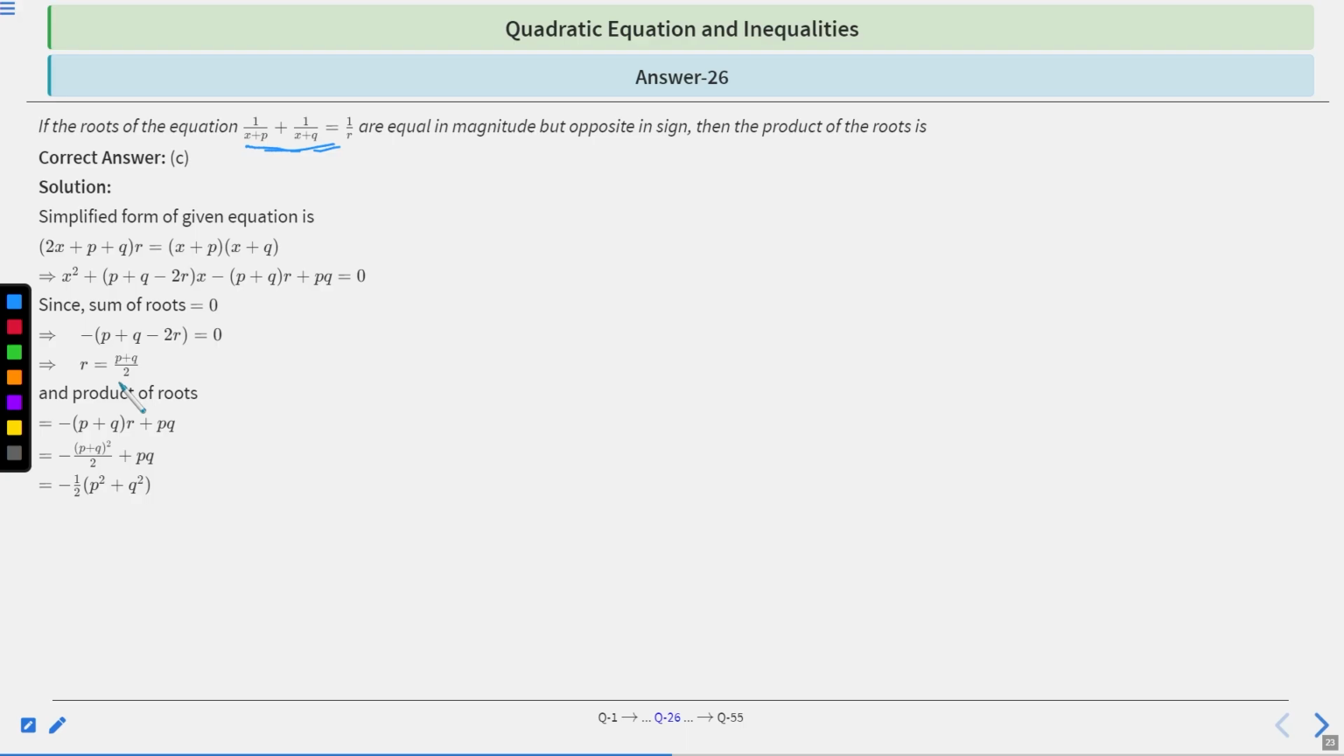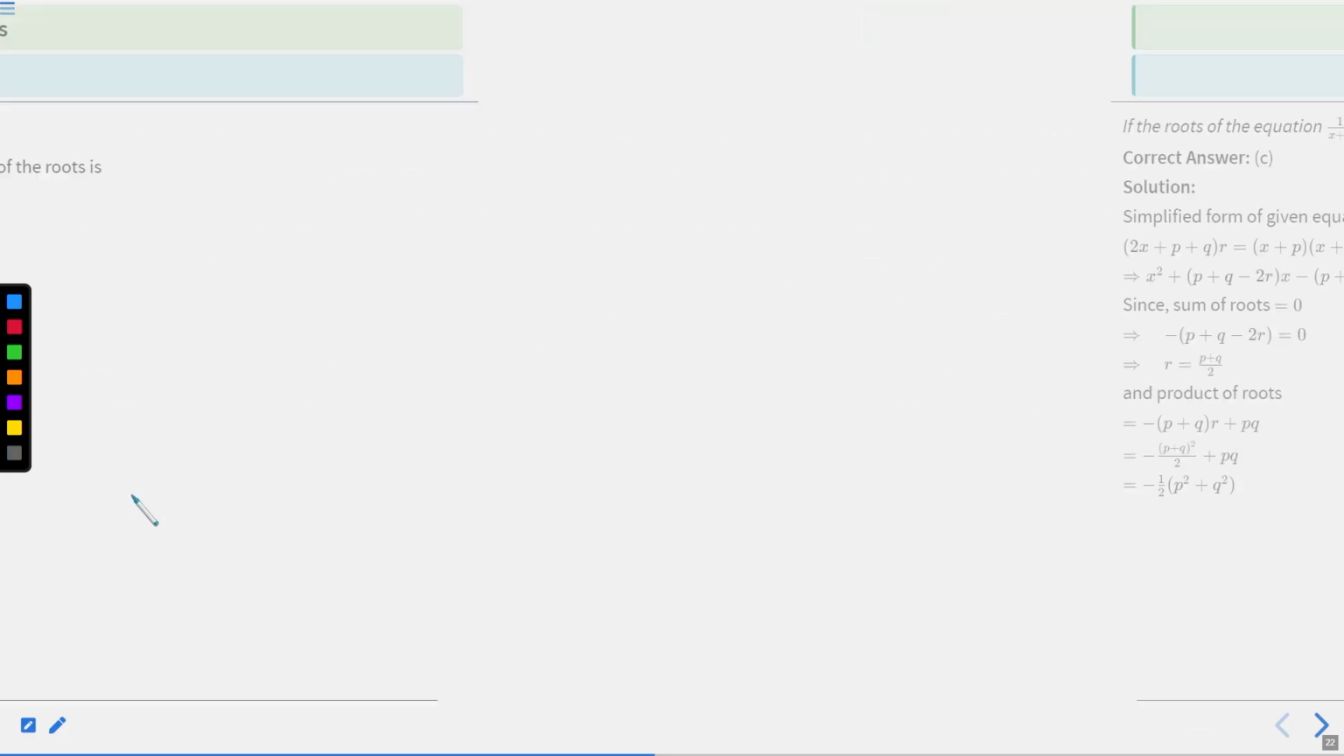And the product of roots is c/a, right? Clear? The product of roots will be −(p + q)r + pq, right? So after solving, putting r as (p + q)/2, we get the product of roots as −(1/2)(p² + q²), right? So I think option C is the right choice.